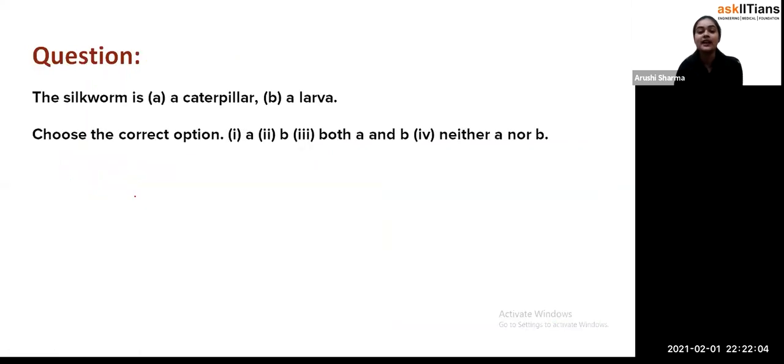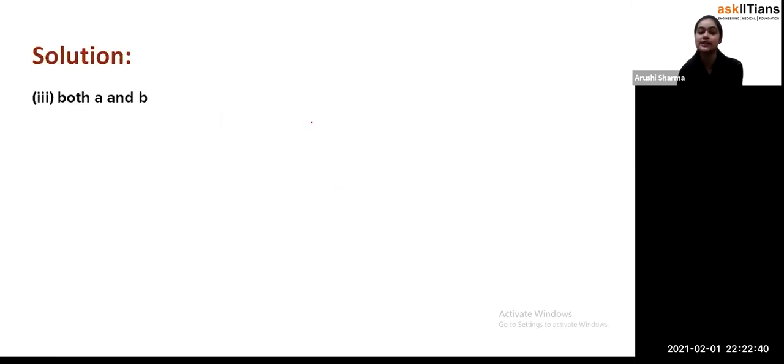Exactly. Now we have some questions to solve. The silkworm is a caterpillar or a larva? The options are A, caterpillar; B, larva; or both, or neither of them. I have already told you that the silkworm goes by two names: when it grows up and has a white colored structure, it is the caterpillar and the larva. So we call it both caterpillar and larva. We can say the third option is the correct answer: the silkworm is a caterpillar as well as a larva. These two are the same thing. So yes, both A and B.